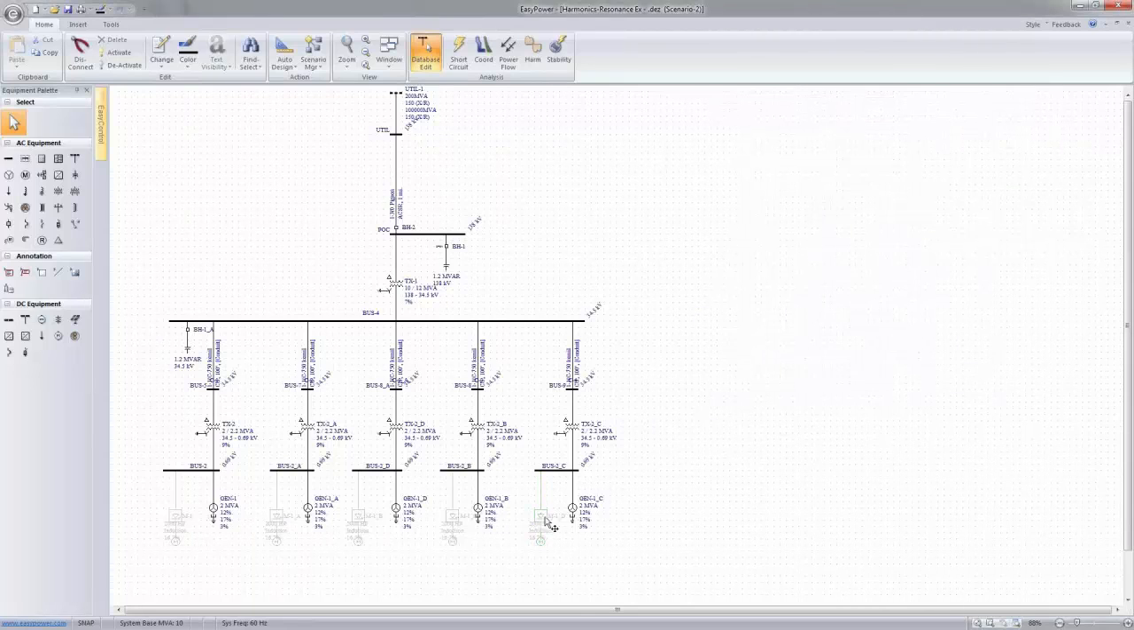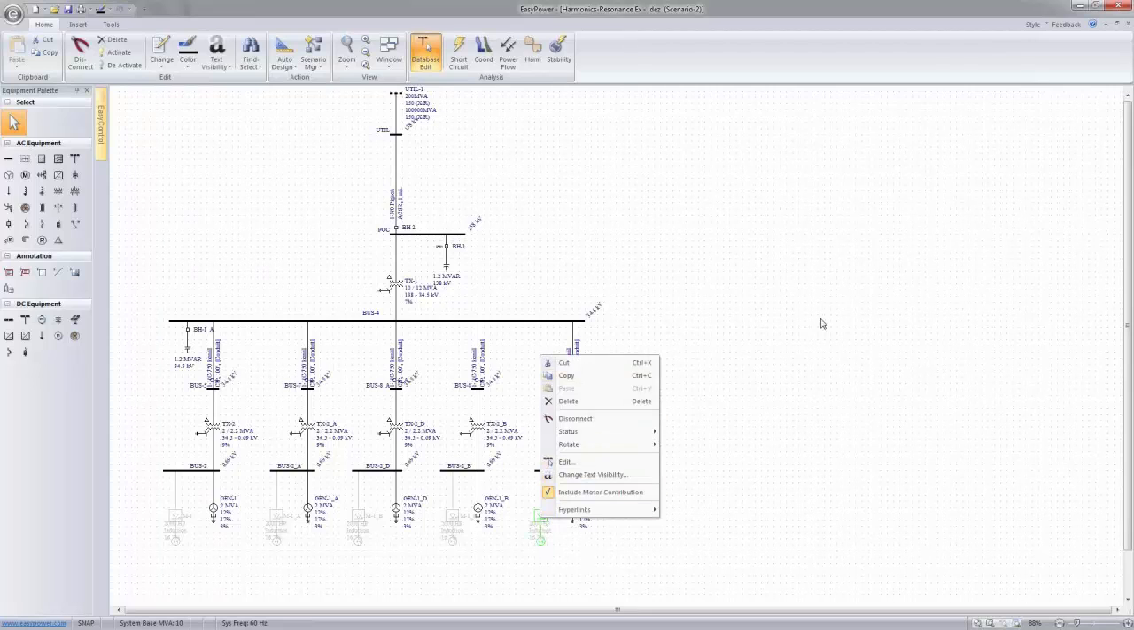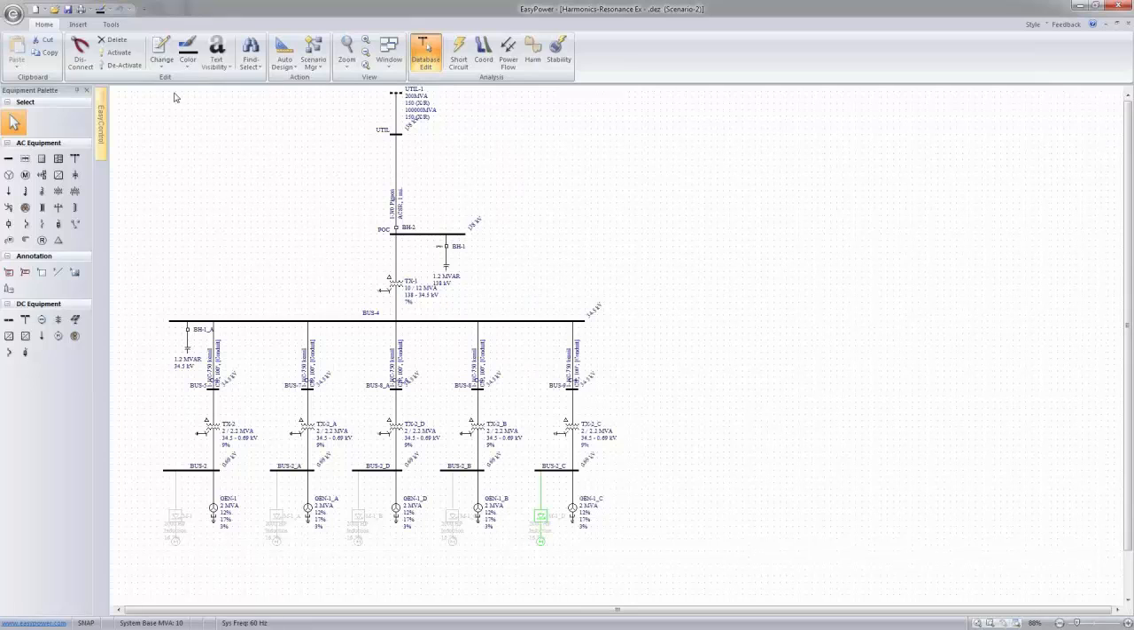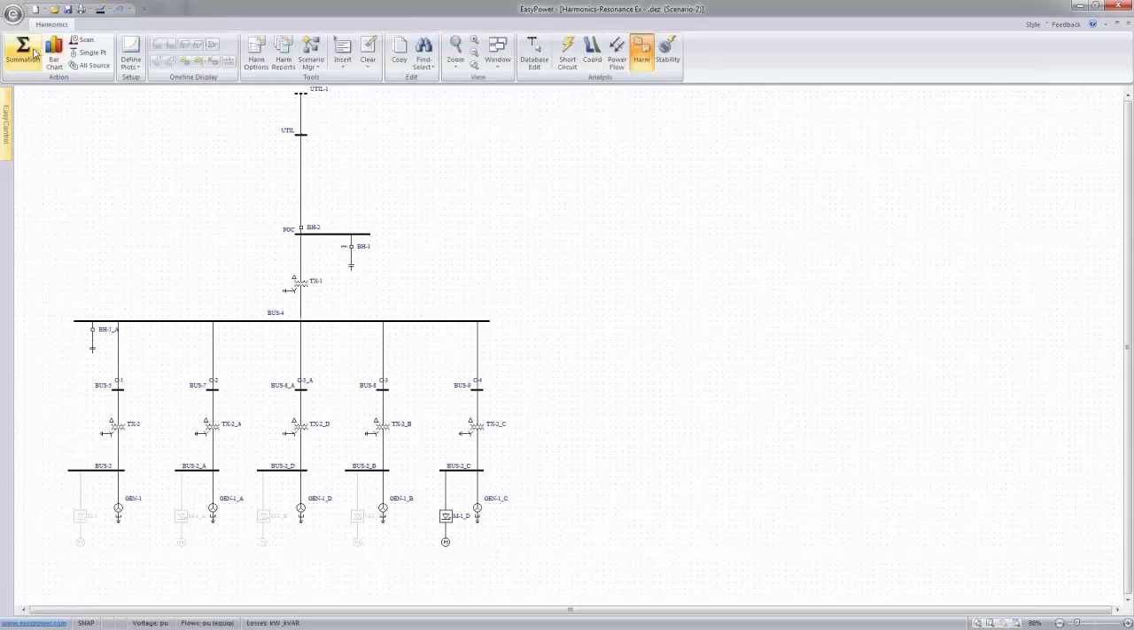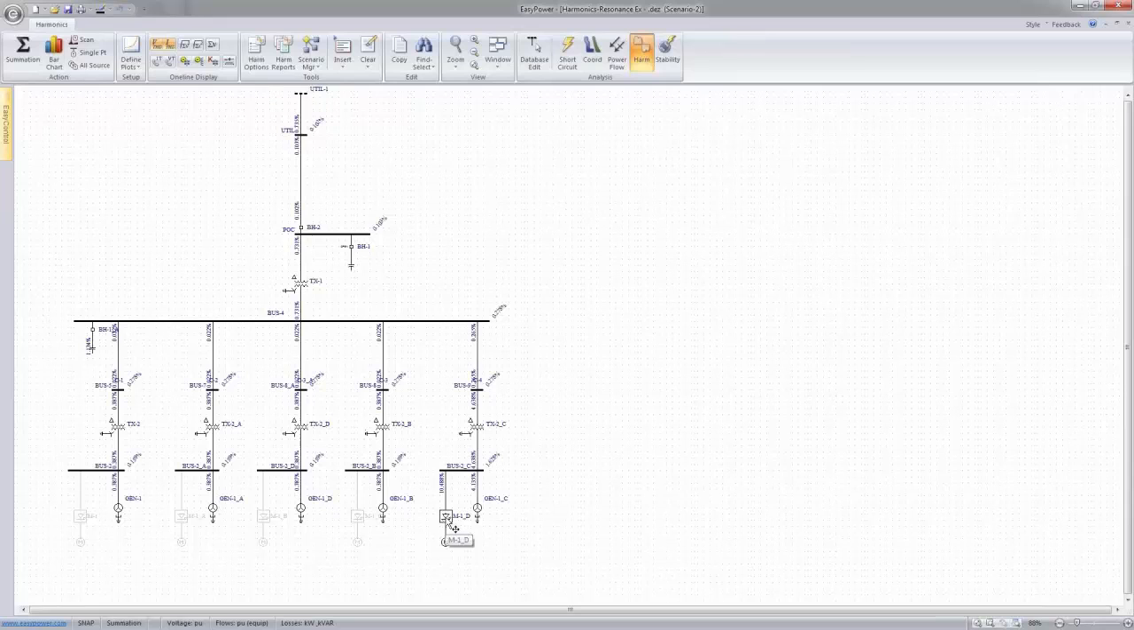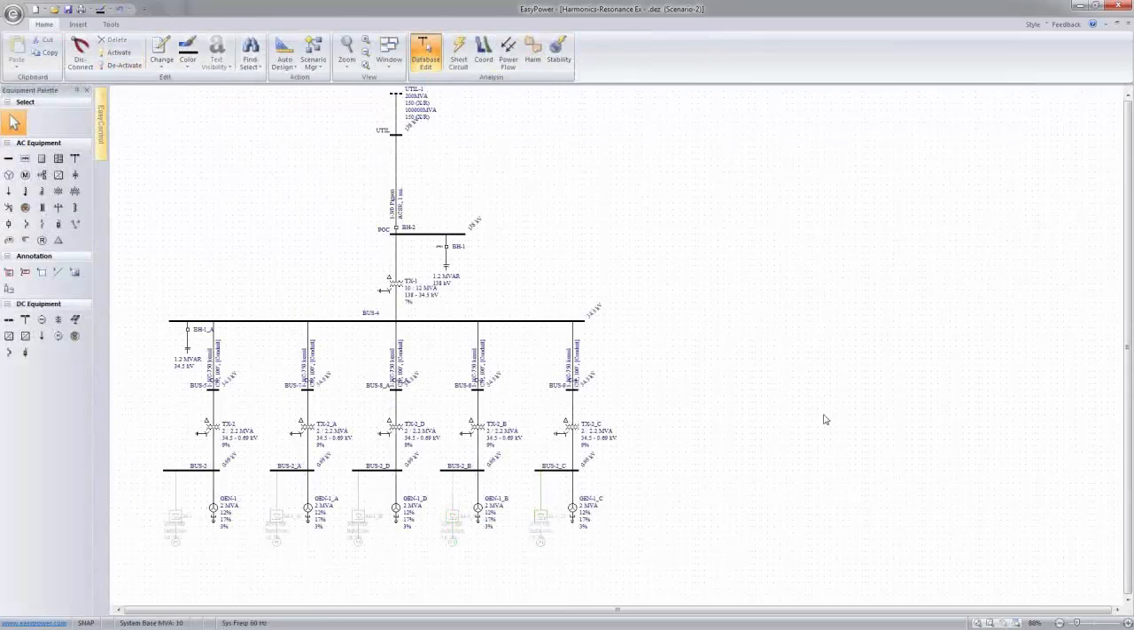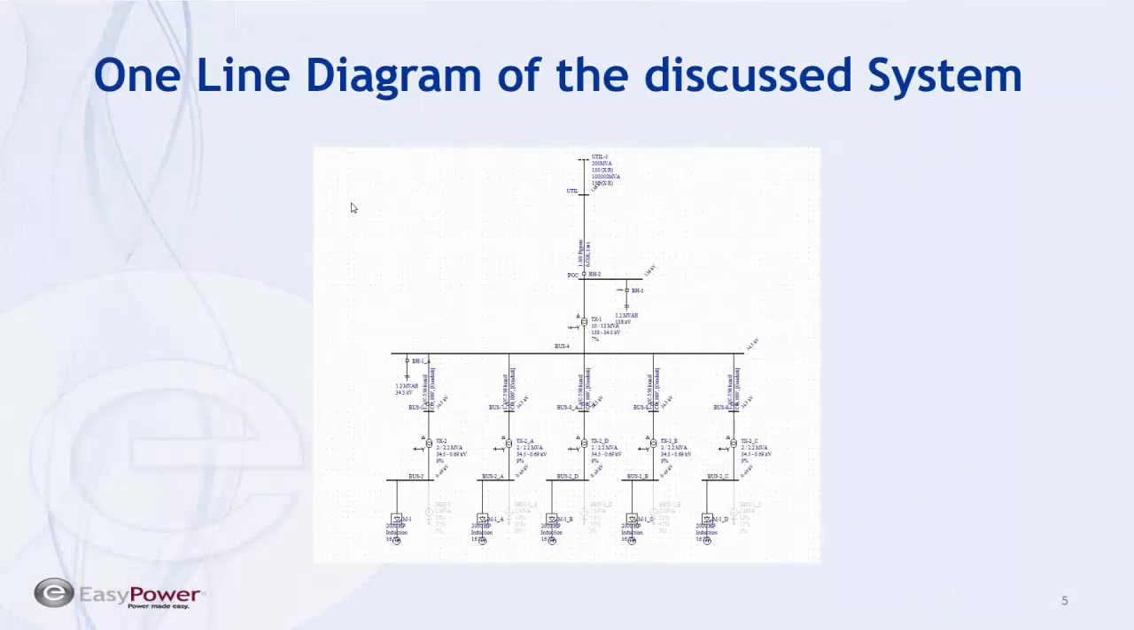What it gives you is that whenever I, let's say, go back and choose this guy and activate it, and I run my harmonic, I run my summation results, and I will get the harmonic values here. So whenever it comes down to calculation of the harmonics, you can just turn them on. Otherwise, you can just choose them, go back here, and deactivate them. But these guys are going to be here to represent the harmonic injection of each turbine to the system. So this is a one-line diagram of the discussed system.